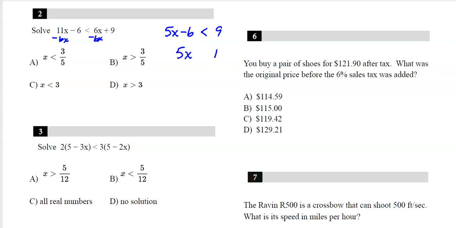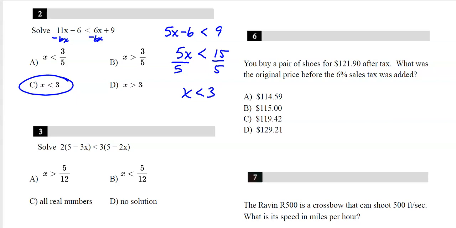I get 5x less than 15. I still have not multiplied or divided by a negative number, so do not flip it. I'm dividing by a positive 5. So again, you leave the sign alone, and I would just have x is less than 3. Correct answer there is C.